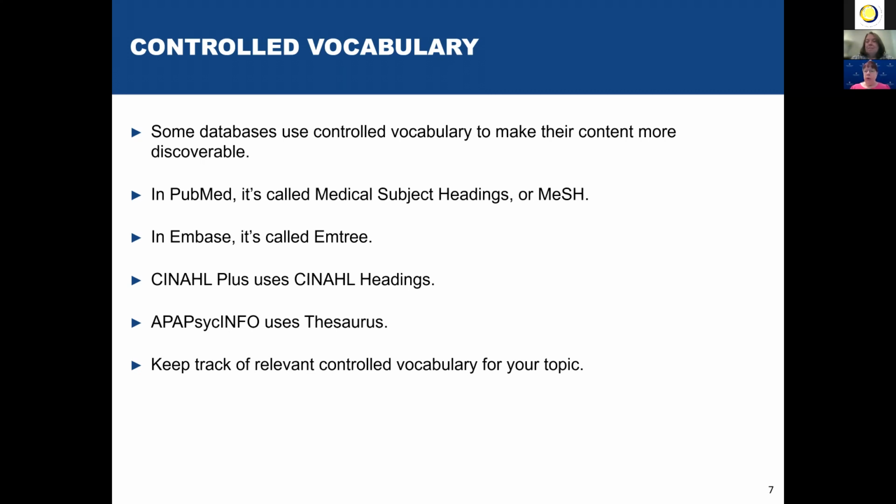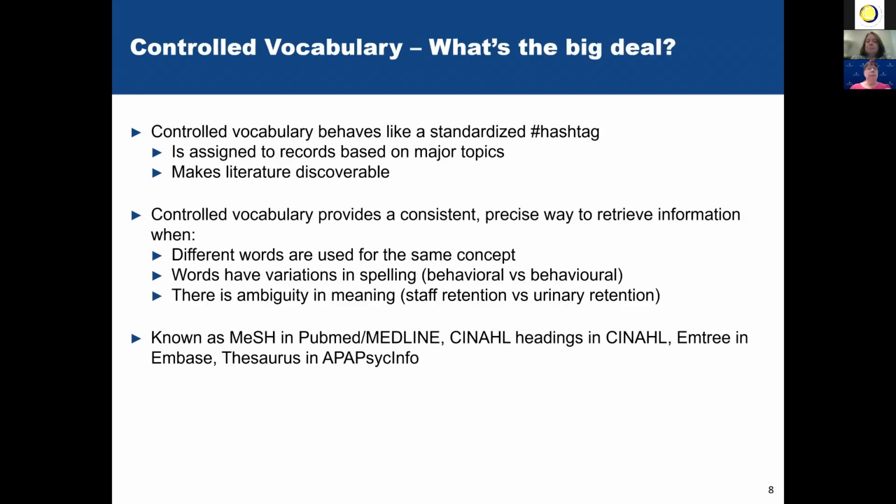In Embase, it's called Emtree. CINAHL Plus, it's called CINAHL subject headings. APA PsycInfo, they just call it thesaurus. And every database uses its own controlled vocabulary. So the question is, what's the big deal behind controlled vocabulary? Why? Well, as I said already, it acts like a standardized hashtag. And it's how you find records in a database.